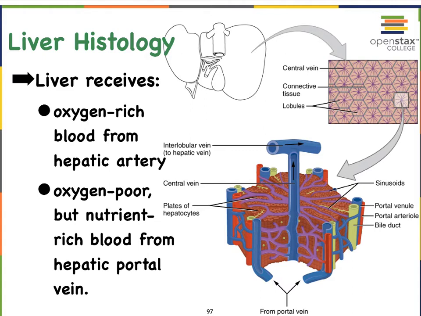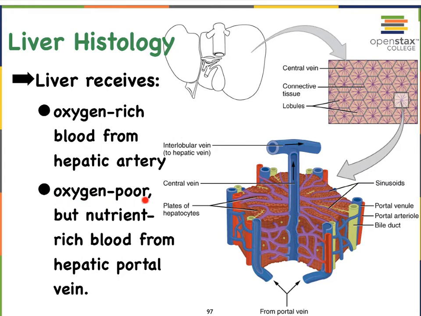As we discussed in the previous video, the liver receives oxygen-rich blood from the hepatic artery, with the hepatic artery being a direct branch of the celiac trunk, which in turn is a direct branch of the aorta. The abdominal aorta to be specific. But the liver also receives blood via the hepatic portal vein.